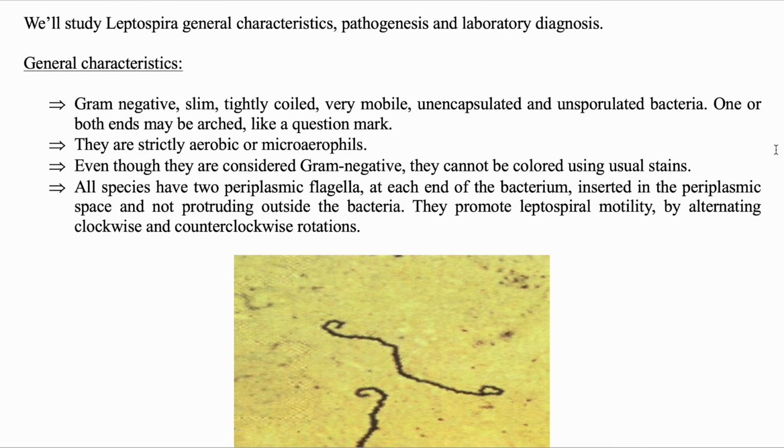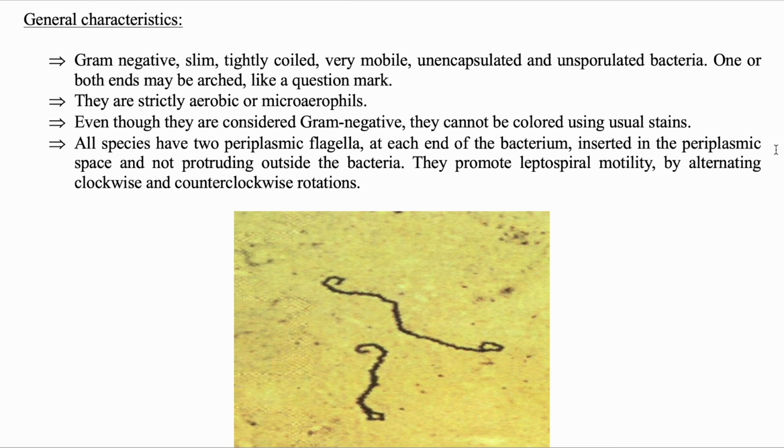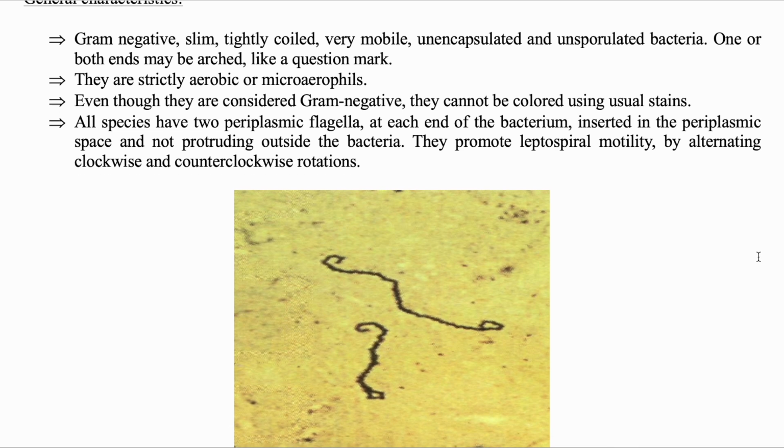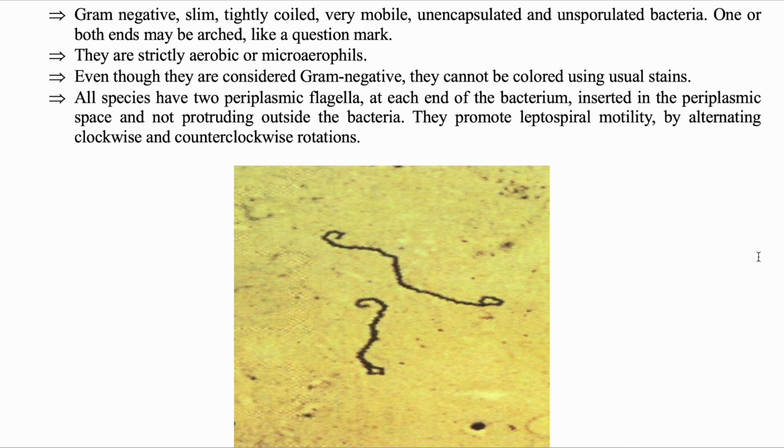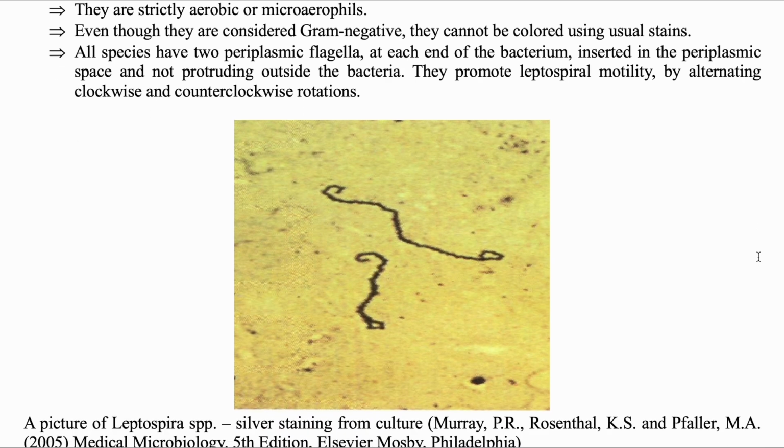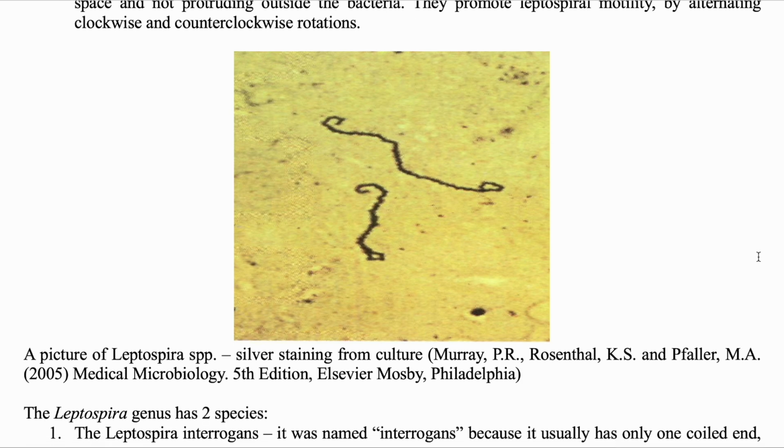They are gram-negative, slim, tightly coiled, very mobile, unencapsulated and non-sporulated bacteria. One or both ends may be arched, like a question mark. They are strictly aerobic or microaerophilic. Even though they are considered gram-negative, they cannot be colored using our usual stains. All species have two periplasmic flagella at each end of the bacterium, inserted in the periplasmic space and not protruding outside the bacteria. They promote leptospiral mobility by alternating clockwise and counterclockwise rotations.